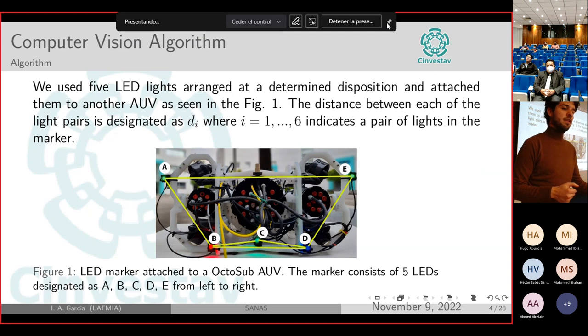In this research, we developed an algorithm that tracks this point of interest using an optical tracking system. We used five LED lights arranged in a determined position that form a marker. This marker can be attached to another vehicle for multi-agent navigation, or can be attached to a fixed point of interest, such as an underwater structure or anything that you would like to use as a point of reference for relative navigation in underwater environments. In this first figure, we show the LED marker. It is attached to another vehicle, making a mobile reference that an autonomous vehicle must track. It has five LED lights, named from A to E, from left to right.